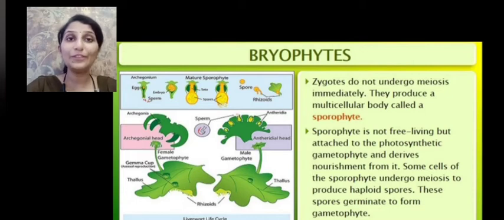So the function of the sporophyte is to produce spores, whereas the function of the gametophyte was to produce the gametes. The gametes fuse together and they form a diploid zygote, and the zygote develops into an embryo. The embryo divides to form a multicellular structure which is called a sporophyte, which is dependent on the gametophyte for its nutrition. It is not free living. And some cells undergo meiosis to form the haploid spores.